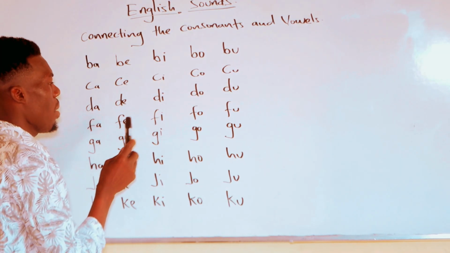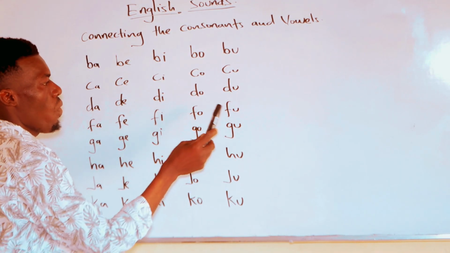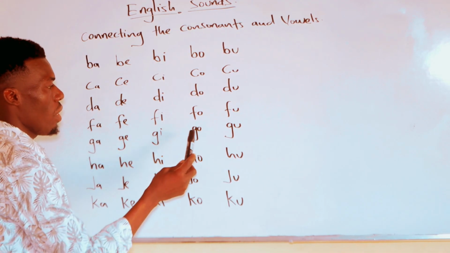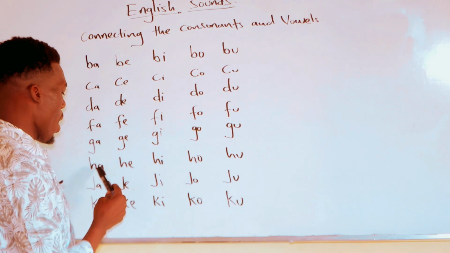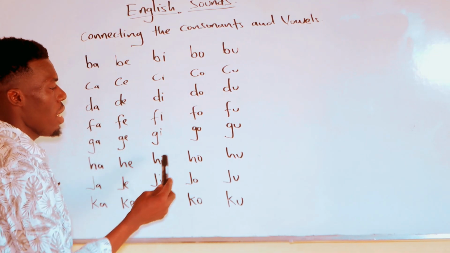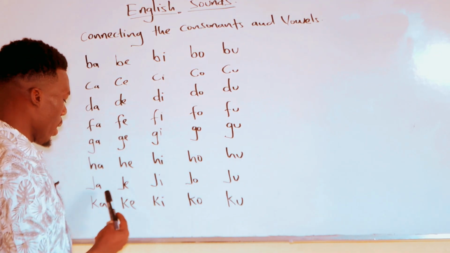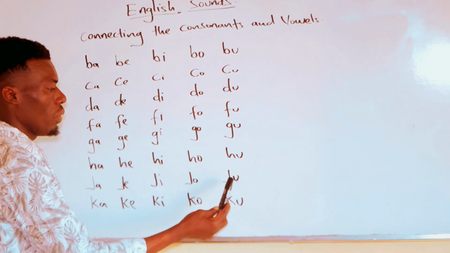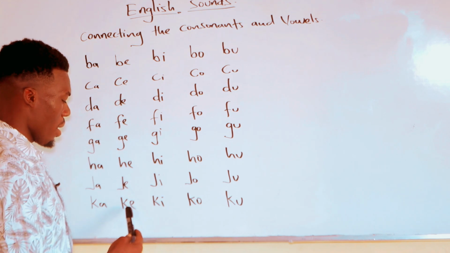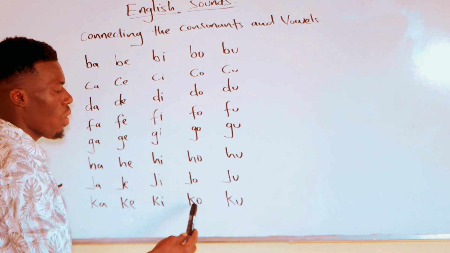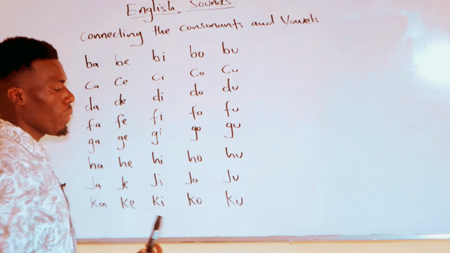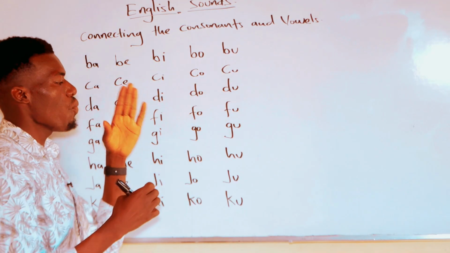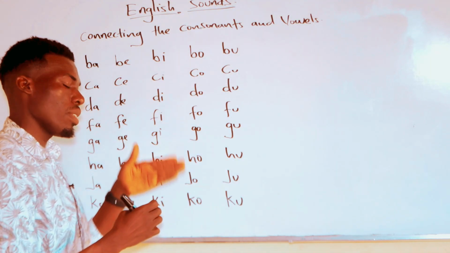fa, fe, fi, fo, fu, ga, ge, gi, go, gu, ha, he, hi, ho, hu, ja, je, ji, jo, ju, ka, ke, ki, ko, ku. So we have connected consonants and vowels, and we have come up with these syllables.